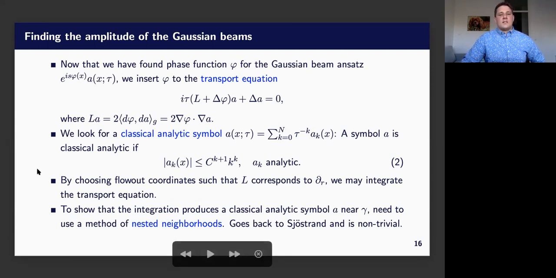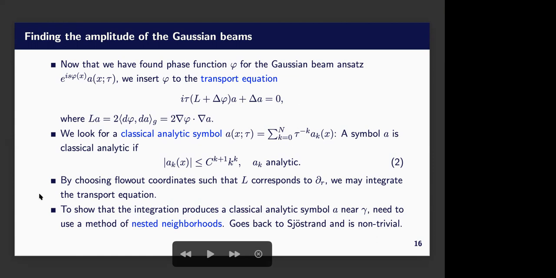So now this L is a vector field. So that's sort of a beneficial thing. If you go to flow-out coordinates of this vector field L, it means that in these coordinates, the integral curves of the vector field L just look like straight lines. So L corresponds in these new coordinates just to a coordinate vector field ∂_r here, which means that if we just integrate in r, we can solve the transport equation. So it's pretty easy in that sense.